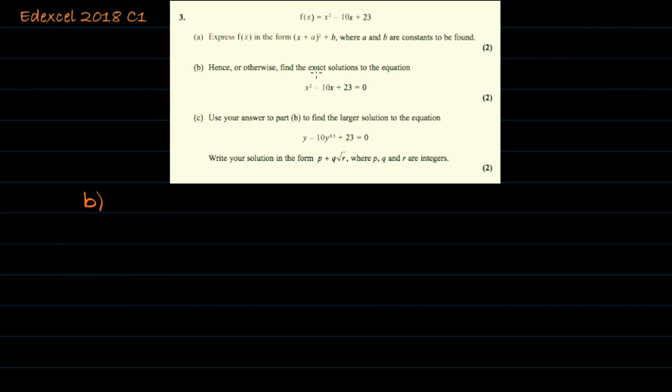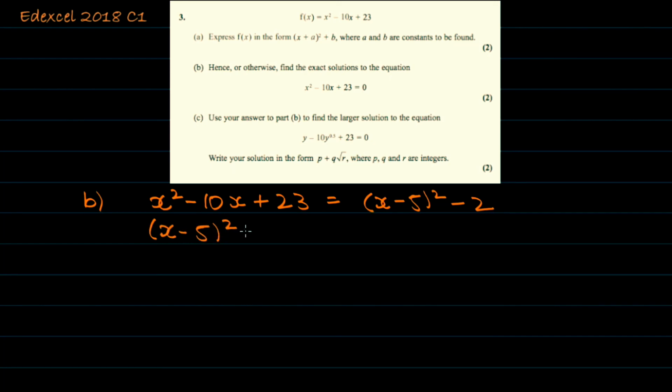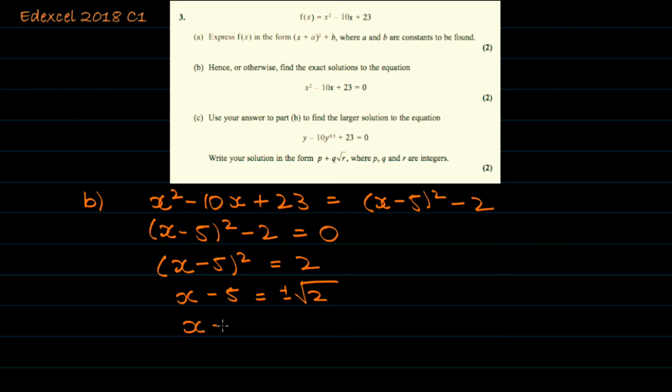Hence or otherwise find the exact solutions to the equation x squared minus 10x plus 23 equals 0. So we've just shown that x squared minus 10x add 23 is equal to (x minus 5) squared minus 2. So therefore, if the left-hand side is equal to 0, which is what we're told in the question, then the right-hand side is also equal to 0. So we can set that equal to 0 as well. And now we can rearrange and solve for x. So we get (x minus 5) squared is equal to 2. x minus 5 is equal to plus or minus the square root of 2. And therefore x equals 5 plus or minus the square root of 2.